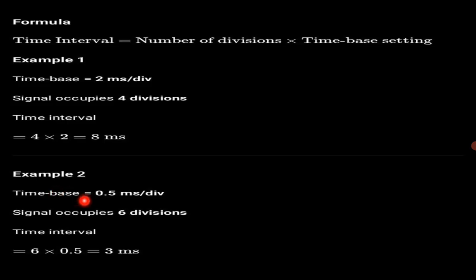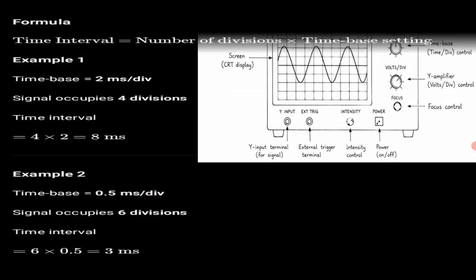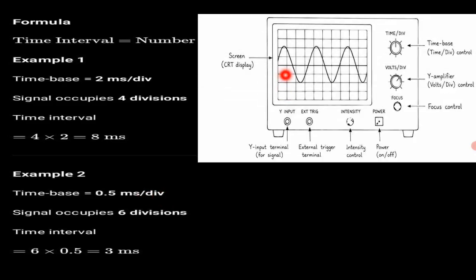Let's suppose that the time base is equal to 0.5 milliseconds per division. Each of these divisions is 0.5 milliseconds, and suppose that the signal occupies 6 divisions. Let's say 1, 2, 3, 4, 5, 6. So the time interval is going to be this 6 multiplied by 0.5. That's 3 milliseconds. That's how you can use the cathode ray oscilloscope to measure time intervals. So easy.